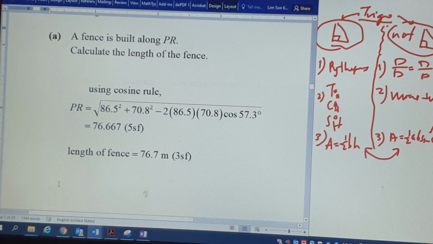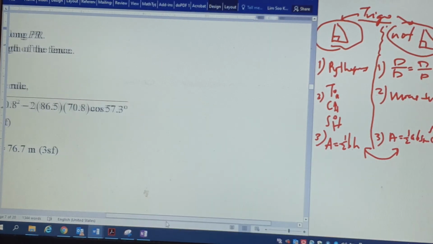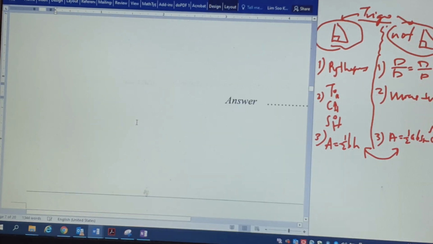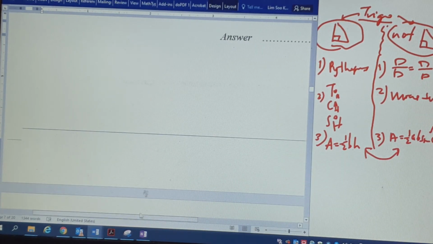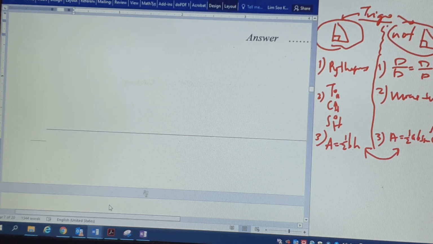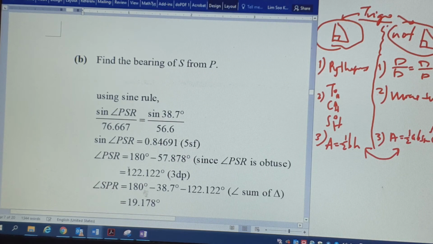How many marks do they give? They didn't say. Okay, never mind lah. Yeah, it's here. It's very stingy, only gives 2 marks. Don't worry, in the O level they'll give you more, okay? So now we go to the next part.